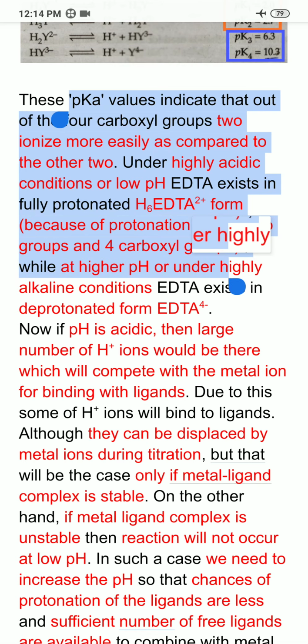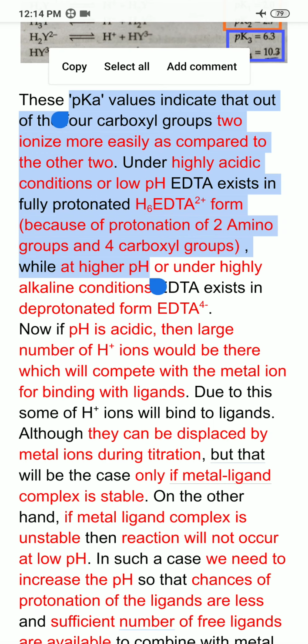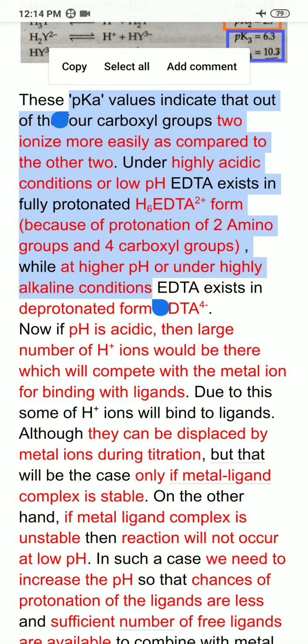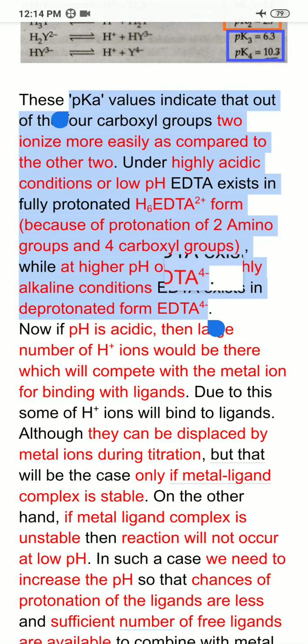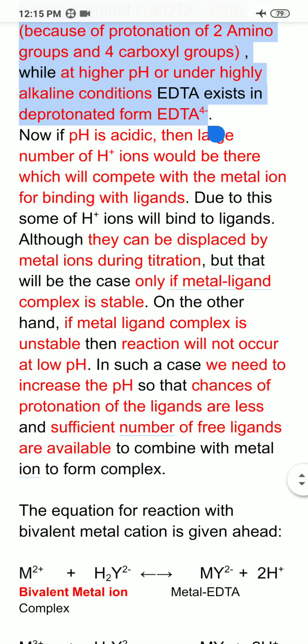Now if I change the pH to alkaline or higher pH, then what will happen? Under high basic pH or alkaline pH, EDTA will be deprotonated and the protons from the carboxyl groups will be removed. So 4 carboxyl groups are there. If I remove the protons from those 4 carboxyl groups, then I will get EDTA 4-. Is it clear? Now if pH is acidic, then a large number of protons would be there.